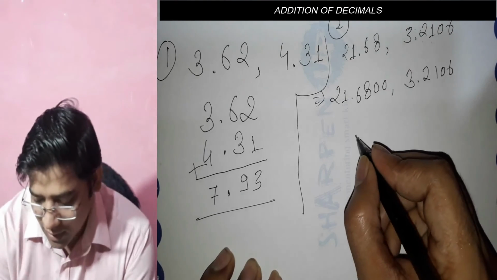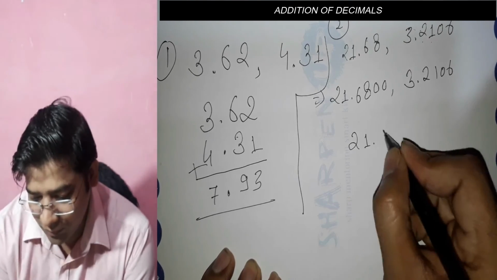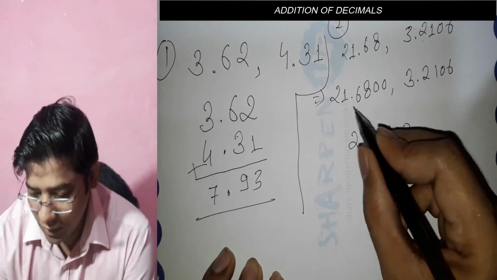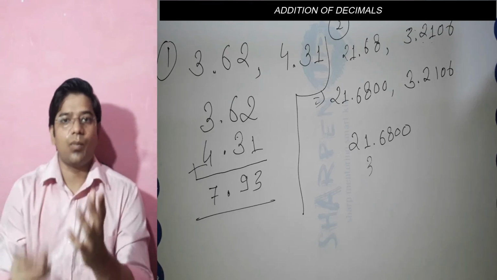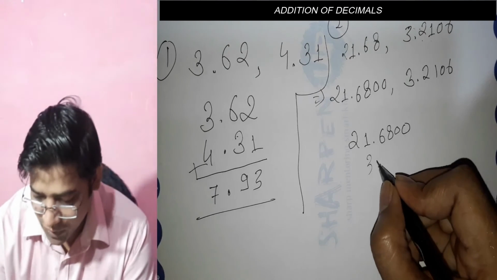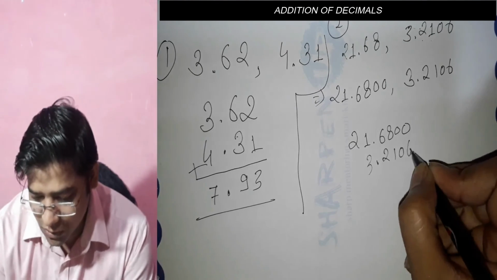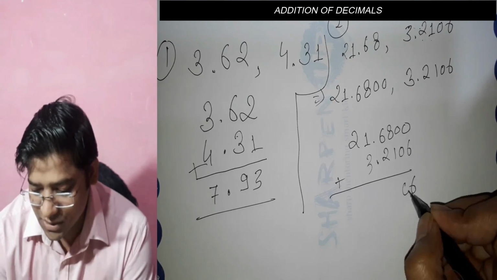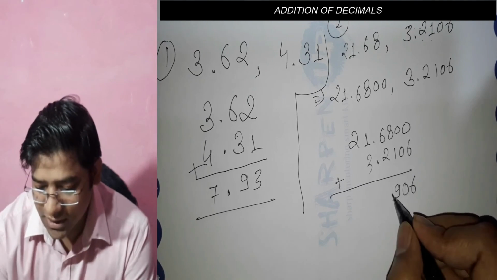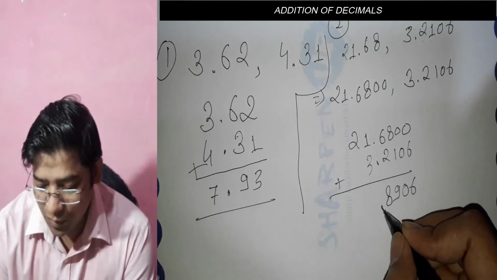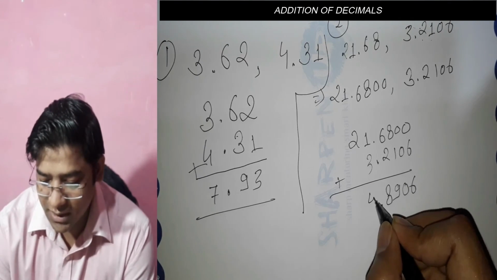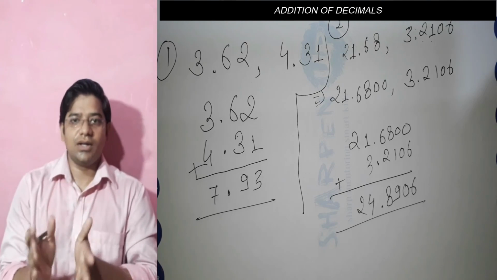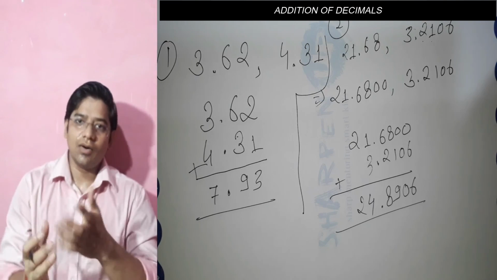First of all I will write them in column form, and as I have already told you that point will always come below the point, so it's 3.2106, and if we are adding them, 0 plus 6 is 6, 0 plus 0 is 0, 8 plus 1 is 9, 6 plus 2 is 8, point, 1 plus 3 is 4, and it's 2. So see how easy it is to add two decimals, whether they are like or unlike.